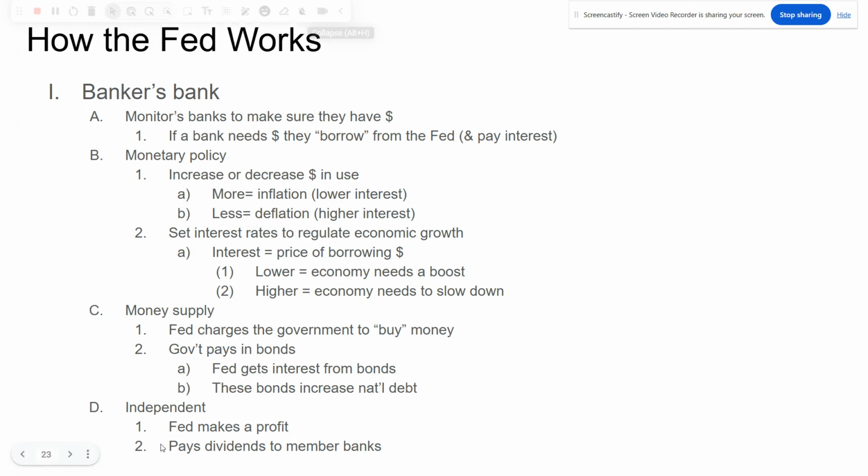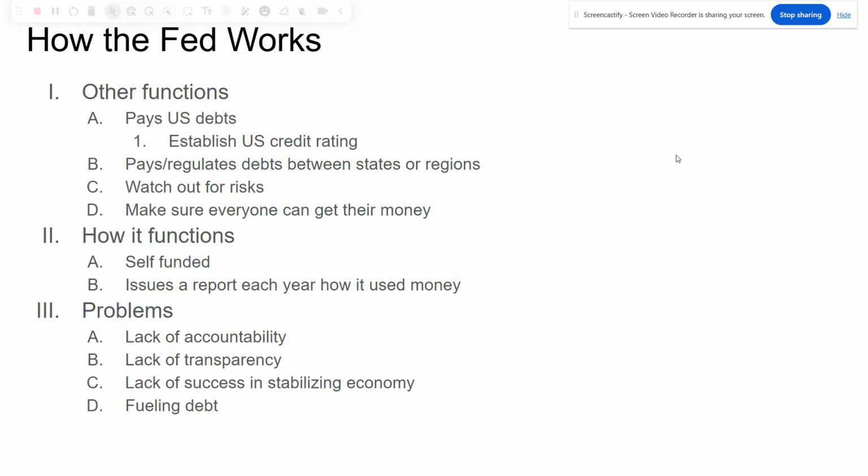Now, what else does the Fed do? It pays off U.S. debts. If the U.S. owes money to a foreign country or to a state, the Fed oversees the payment of those debts. Those payments and the overseeing of the regular installments of those payments are what establishes the credit rating for the United States. Credit rating is how dependable you are to pay back a debt.